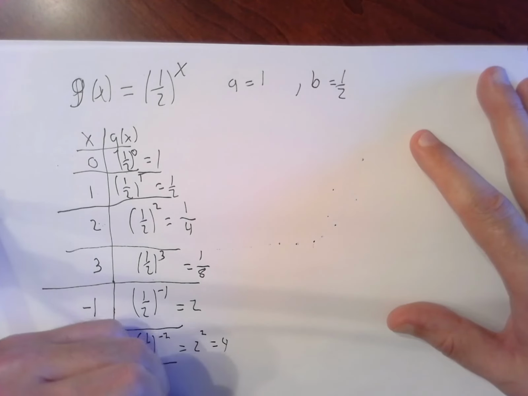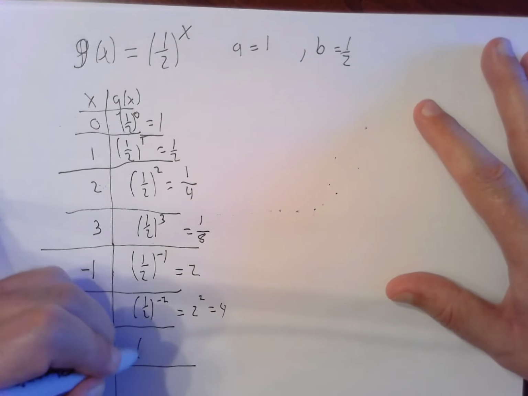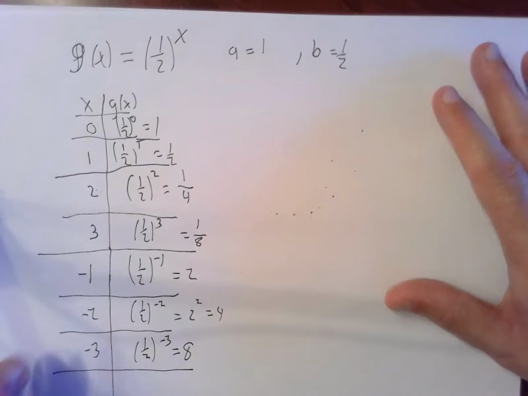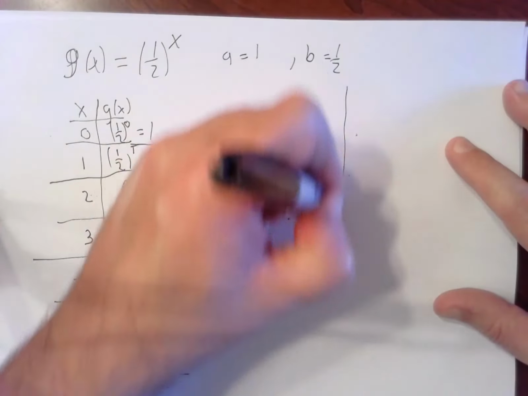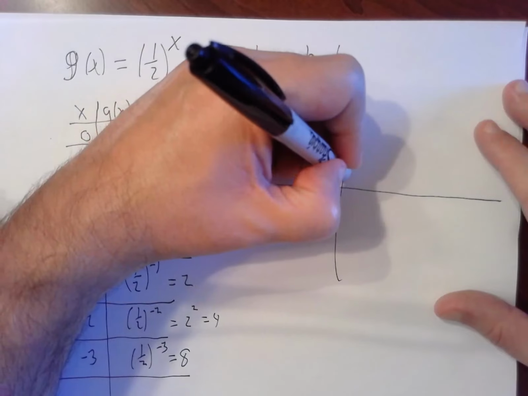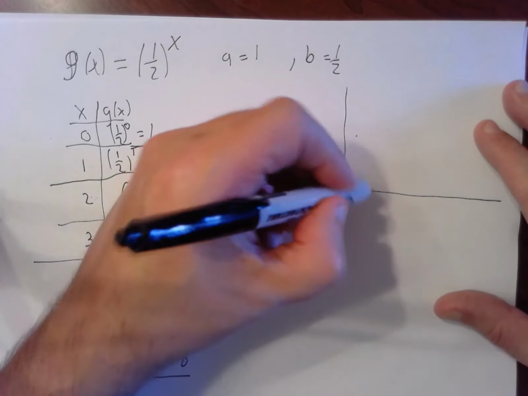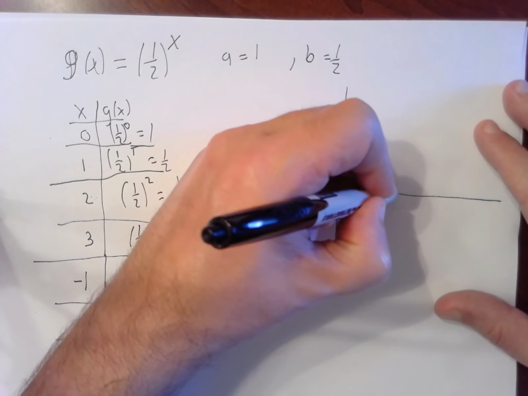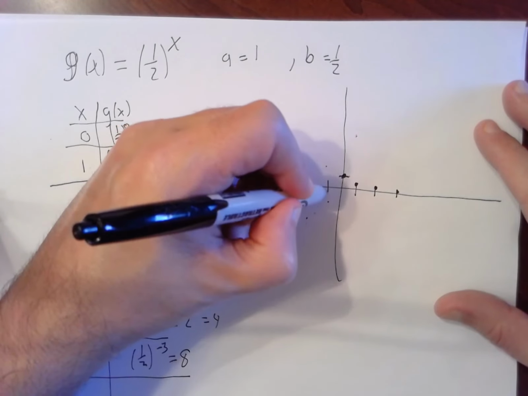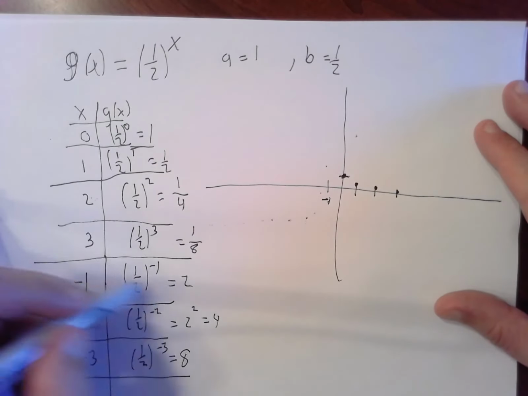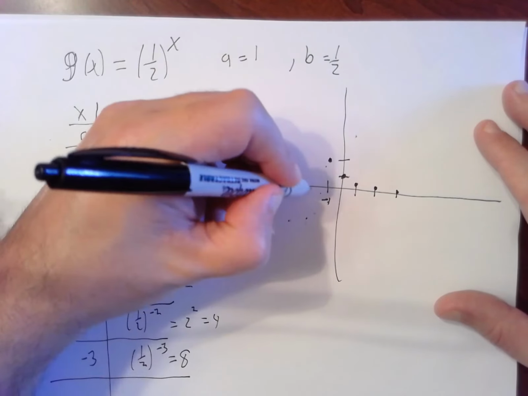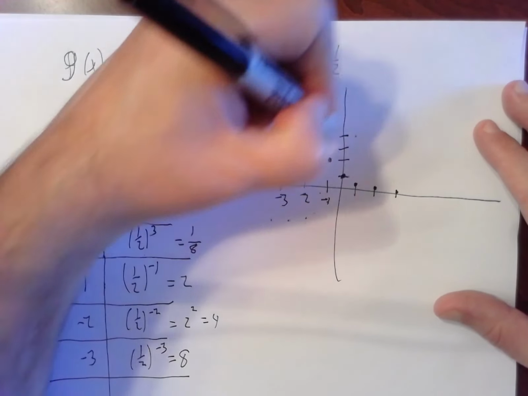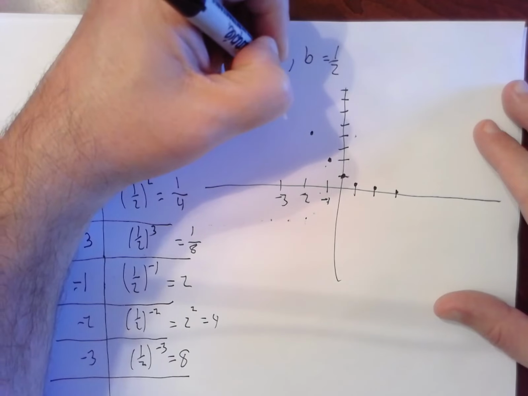If I plug in a negative 3, what do you think we're going to get? You're right, if you said 8. Okay, so let's plot all these points. We have the point 0, 1. 1, 1/2. We'll just have to eyeball these. 2, 1/4. 3, 1/8. When x was -1, we go up 2. When x was -2, we were up 4. X was -3, we were up 8.